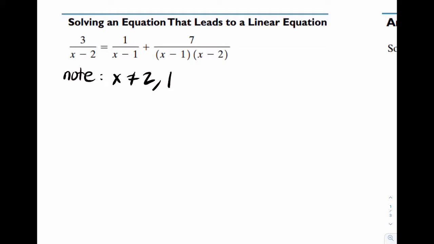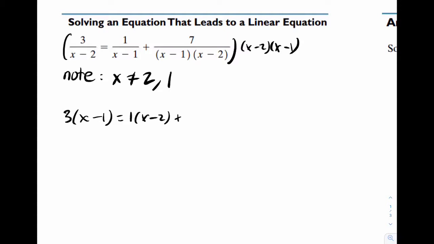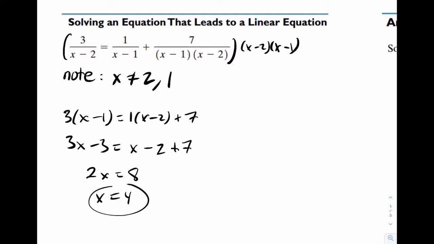Now from there, let's do what we just did. We're going to multiply by the LCD. In this case, it'd be x minus 2 and x minus 1. So on the left, we have 3 times x minus 1. That's going to equal 1 times x minus 2 plus 7. Now we work it out. 3x minus 3, that's x minus 2 plus 7. And now we simplify and rebalance. That's going to be 2x, add the 3 over, it's going to be 8. So x must be 4. No problem.